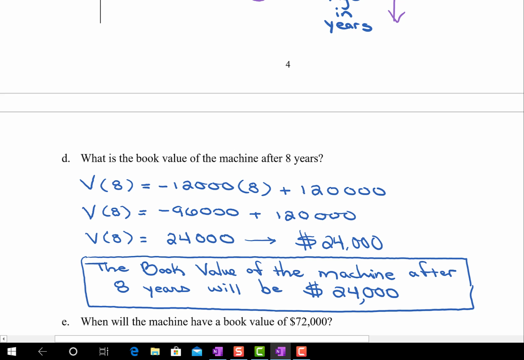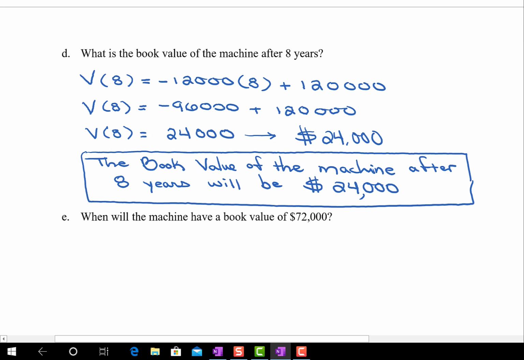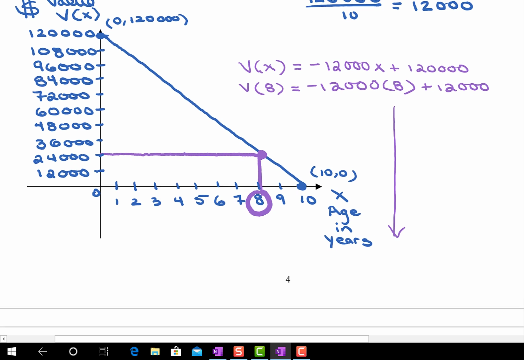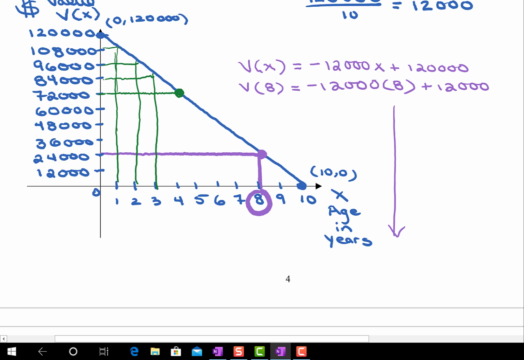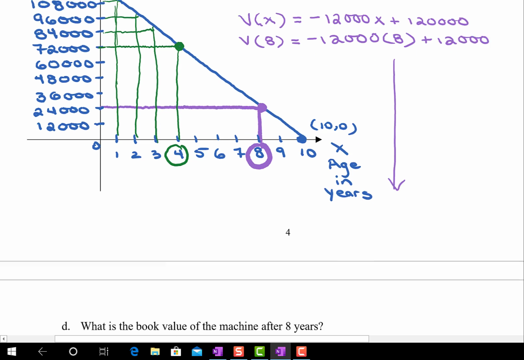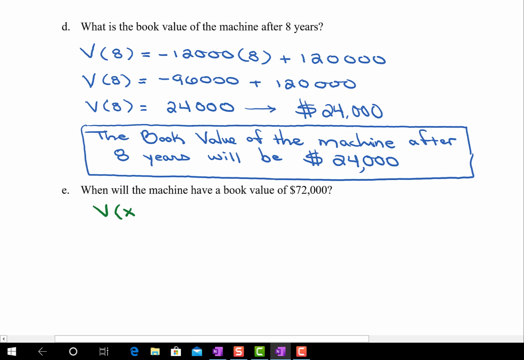All right, so we left off here with E. When will the machine have a book value of $72,000? Okay, looking up here, let's look at the Y values and see when the Y values will be equal to $72,000. So it looks like it's right here. Now, once again, depending on the sketch you drew of this graph, it might be very easy to tell where this value lines up, or it might not. It looks like it's supposed to line up here at x equal to 4. That's where it looks like it's supposed to line up. And if we would have put that function into the graphing calculator, we could have looked at the table of values and gotten that answer very quickly.